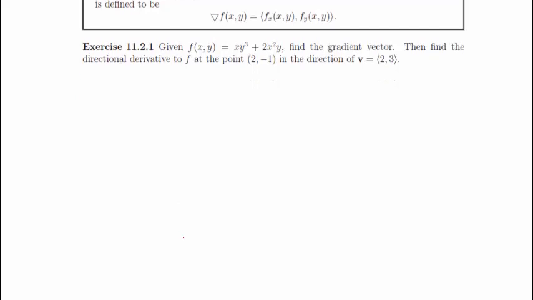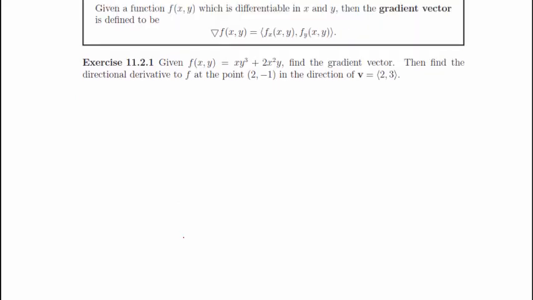Exercise 11.2.1. This is for you. Given f of x comma y equals x y cubed plus 2x squared y, find the gradient vector. And then find the directional derivative of f at the point (2, 1) in the direction of the vector v equals (2, 3). Use the gradient vector in your calculation instead of the general formula that we were using before. All right, go ahead and give this a shot. Now you try, and I will work through the solution with you in just a few moments.